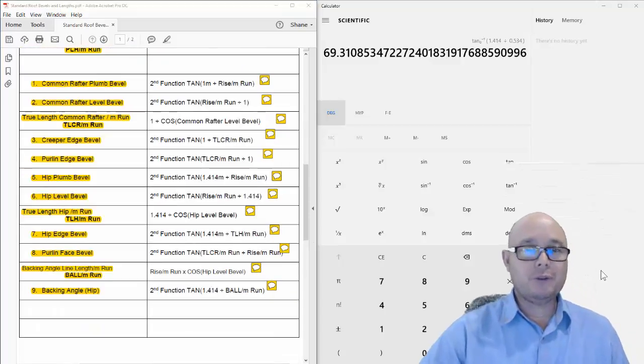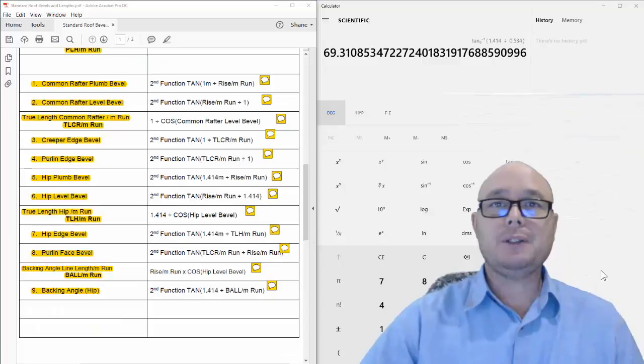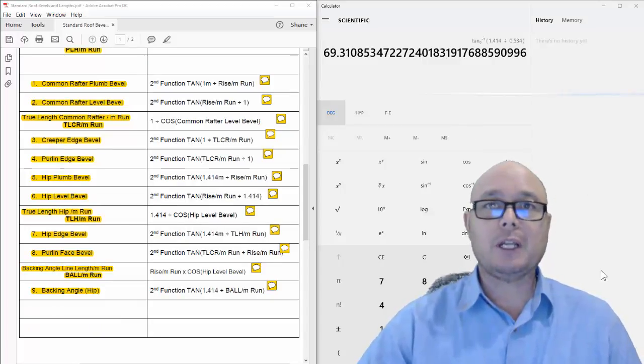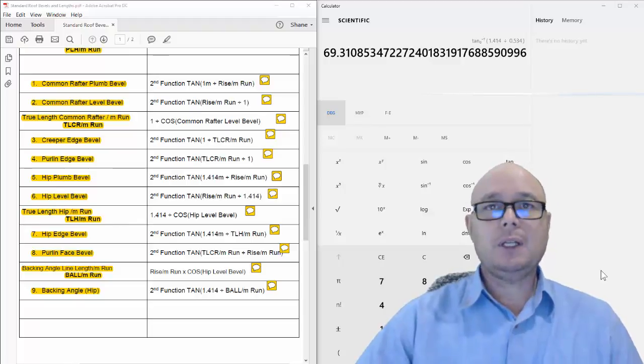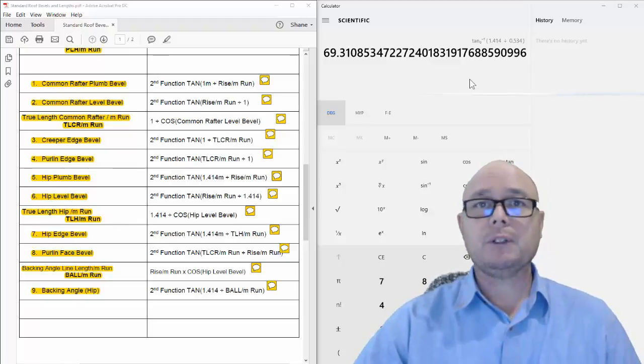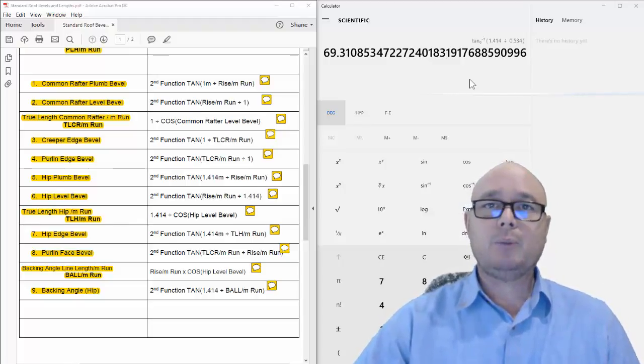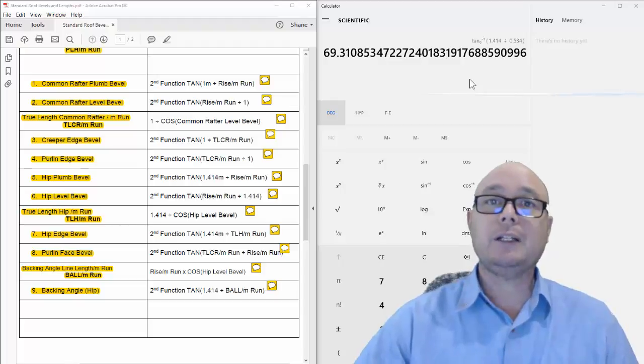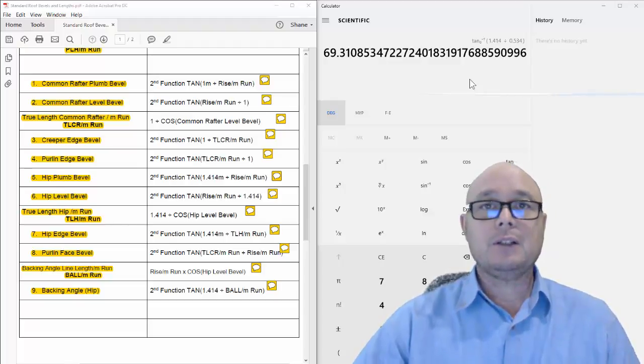Okay, so now that we've run through that, what I recommend you do is go back through those calculations and practice them on your calculator, because as I said before, every calculator works a little bit differently. I suggest you go back and practice those calculations and get used to the way your calculator works and how you need to input that information into your calculator to come up with those answers. So have a go at those, and in the next video we will move on to actually working out the lengths of roof members.